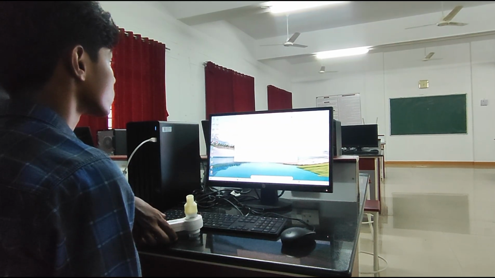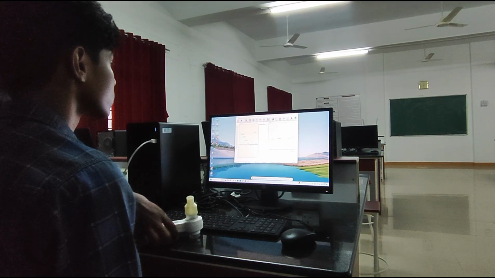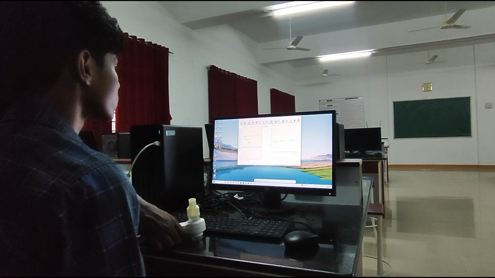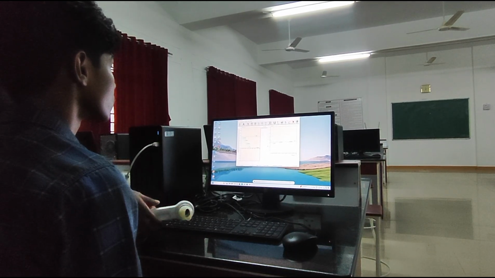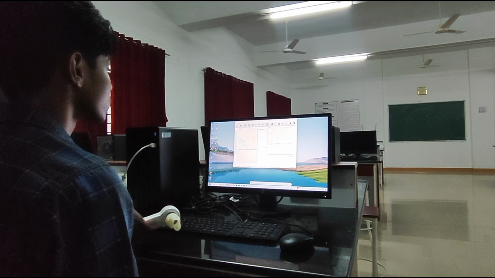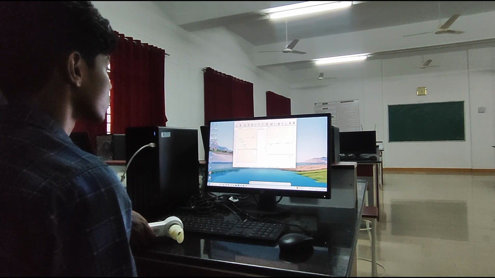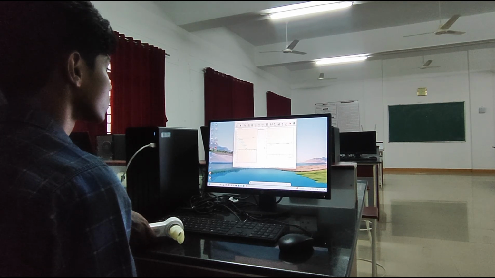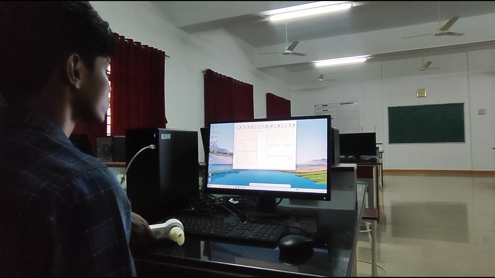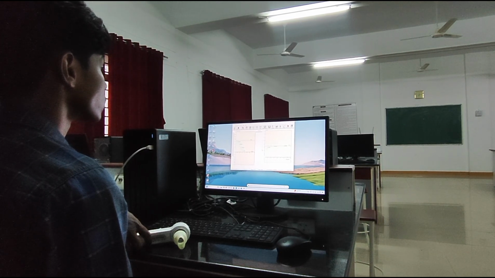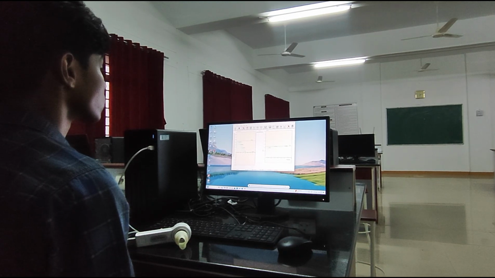Students, today we are going to discuss the measurement of respiratory parameters using spirometry. Spirometry is a device which helps us calculate the total lung capacity, forced vital capacity, slow vital capacity, and minute ventilation volume. These parameters help us analyze lung capacity and lung functionality.